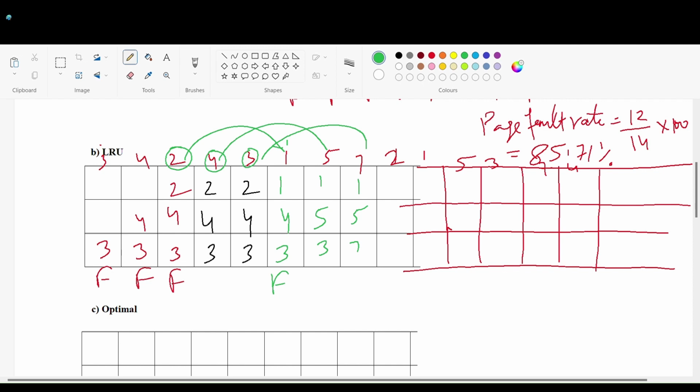7, 5 and 1. Now 2. Why? 1. Okay, so 1 will be replaced by 2. Okay, so 2, 5 and 7. Now 1, 5. Yes, 5 is replaced by 1. So 1, 2 and 7. Now 7. Yes, 7 is replaced by 5. So 5, 1 and 2. These are all page faults.